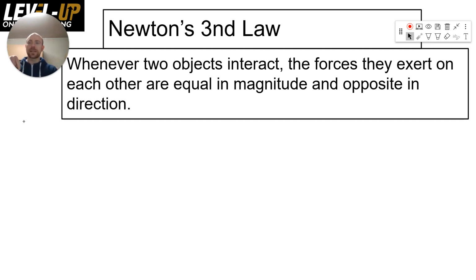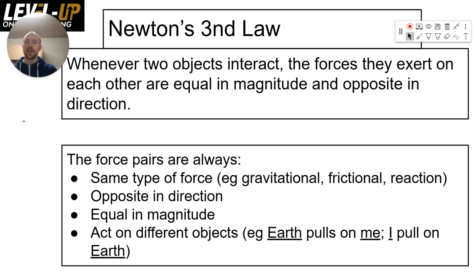We had the downward force of the weight, we had an upward normal reaction force. They were equal and they were opposite, but I said they were not Newton's third law. So here's some additional information you need. For these pairs to be Newton's third law, they need to be the same type of force, they need to be opposite in direction, they need to be equal in magnitude, and they need to act on different objects.